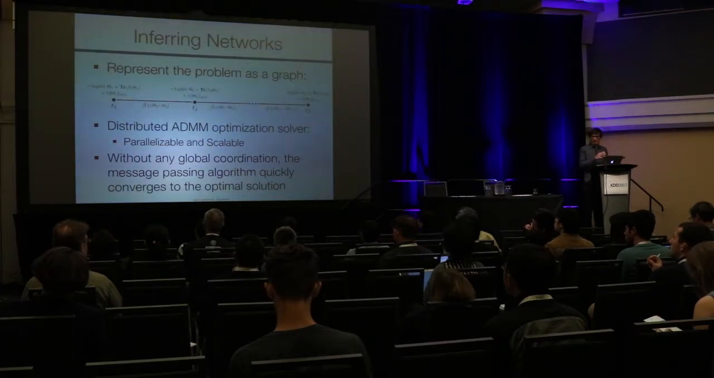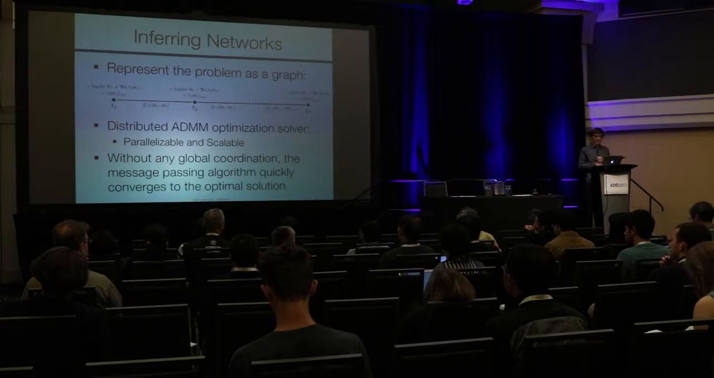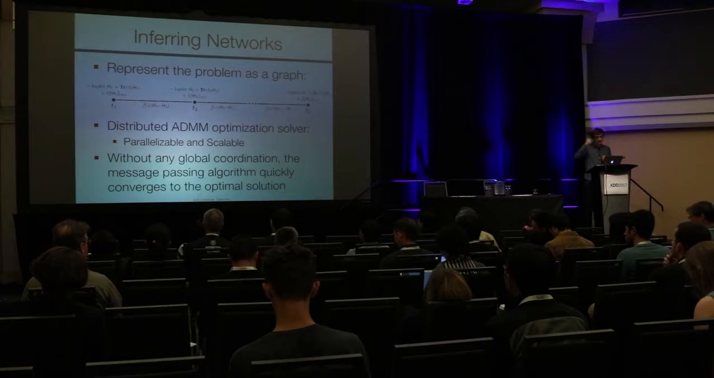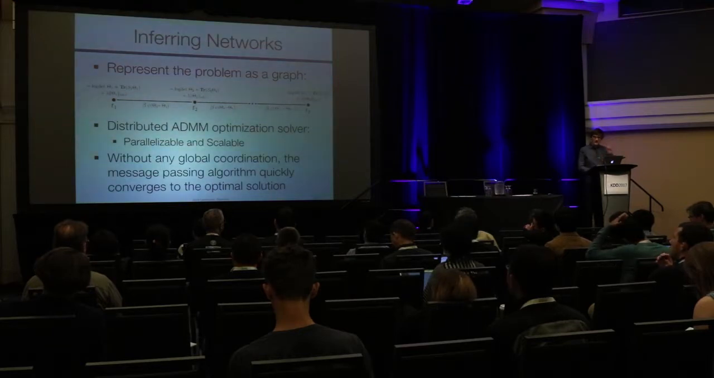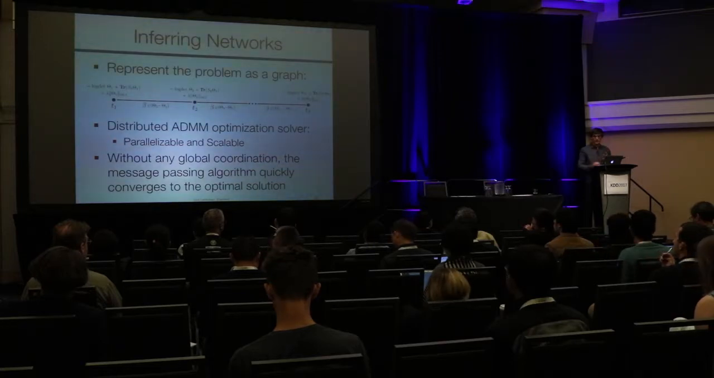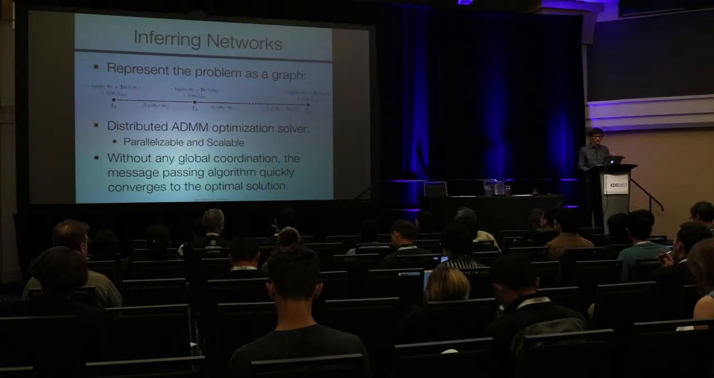What is nice is that now if I represent my optimization problem this way, I can basically use message passing algorithms to do convex optimization on top of these graphs. And we have developed a distributed ADMM optimization solver that allows us to do this, where basically the idea is that without any global coordination, this message passing algorithm will quickly converge to the optimal solution. And again, the solver by itself is available for people to download and solve their own optimization problems with it. We just chose to use our solver for this particular problem.